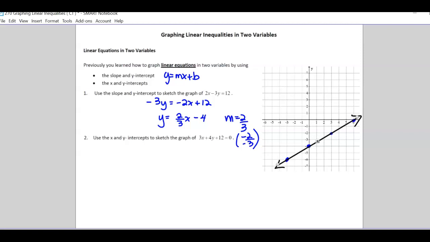Calculate the x-intercept, calculate the y-intercept. Okay, so x-intercept is when y is 0, so 3x plus 4 times 0 plus 12. Really, I wouldn't even mark any of your work, right? If y is 0, bring the 12 over, it's negative 12, and divide by 3. So x equals negative 12 divided by 3, which is negative 4.